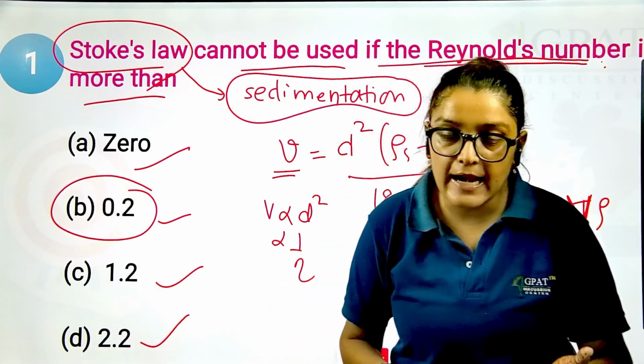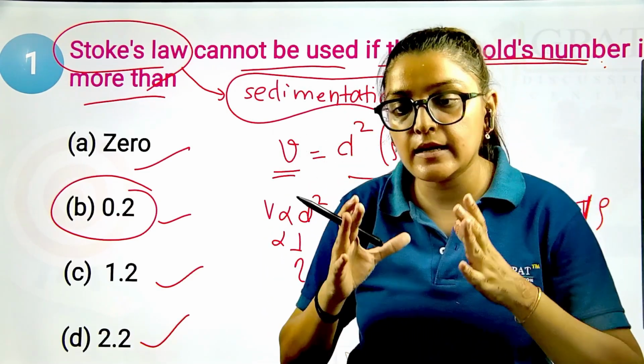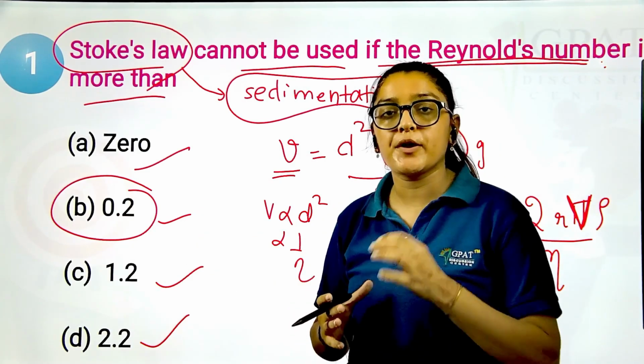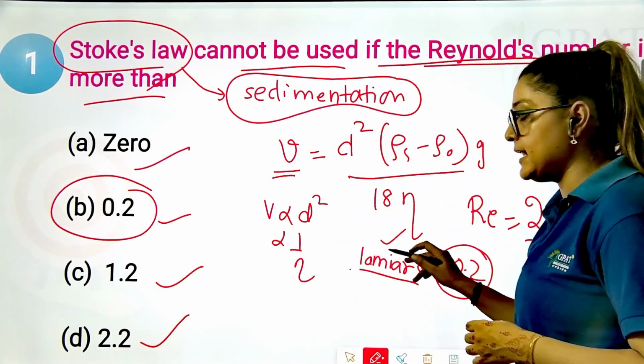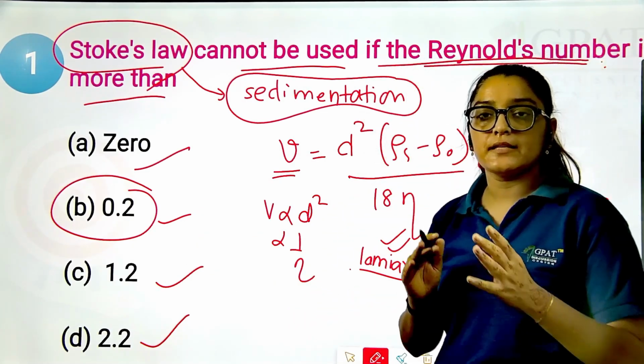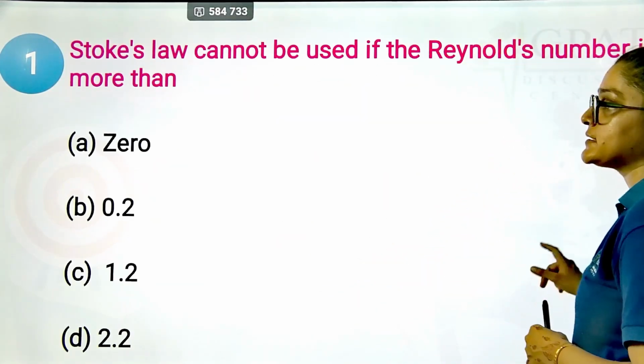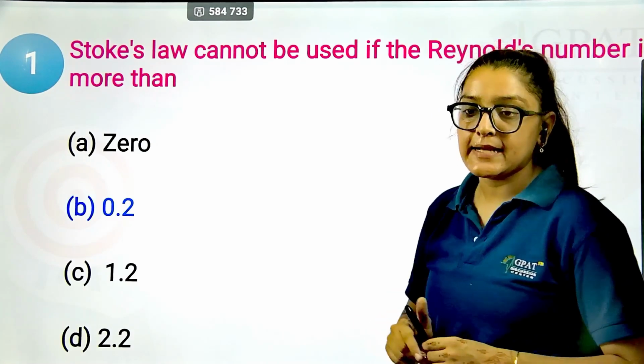So for that matter, if you want to keep it in a single line, the Reynolds number value must be less than or equal to 0.2. So it has the laminar flow. Okay, and if it is increased, then it will turn into a turbulent flow. Okay, so I hope it is clear. Option B is the correct answer.